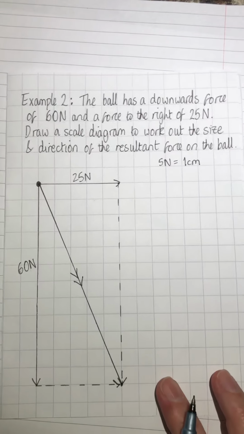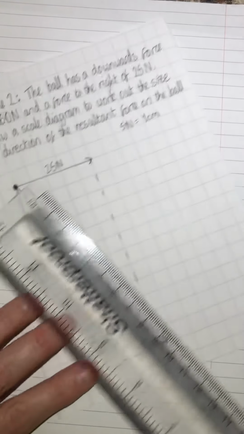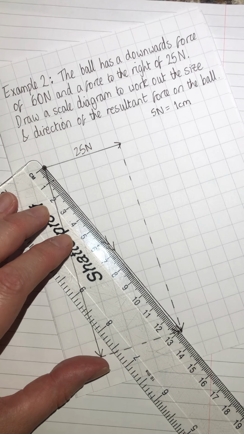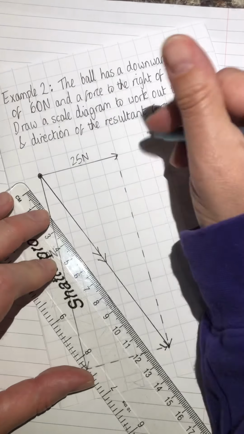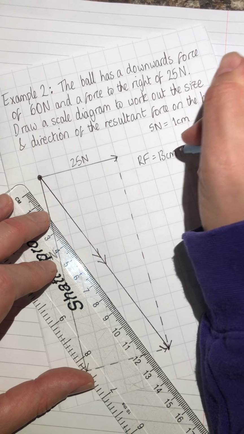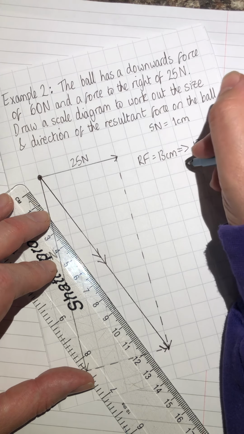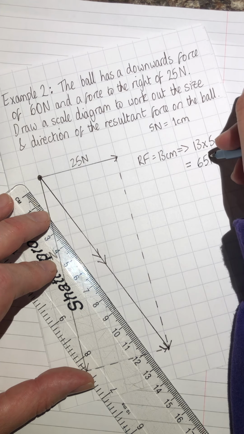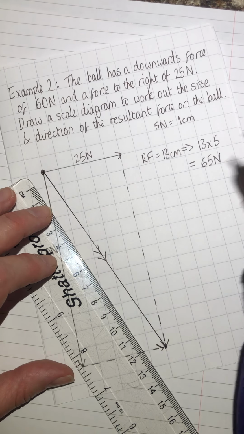So now we have to measure it to see how long it is, and we have to measure its angle. So remember, 1 centimetre represents 5 newtons this time. So you can see there that that is 13 centimetres. So resultant force RF is 13 centimetres, which means it is 13 times 5, which equals 65 newtons. Okay, so just slightly larger than the downwards force.